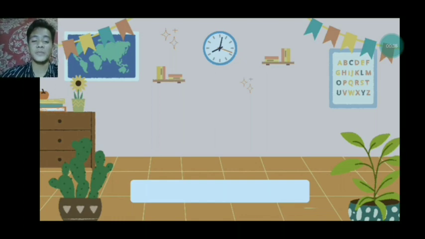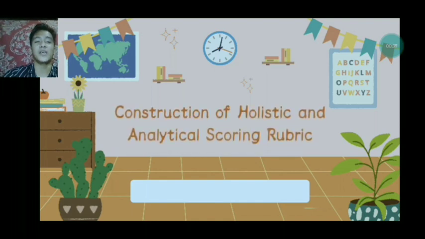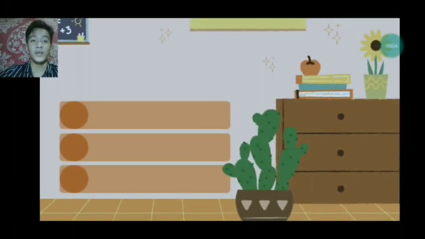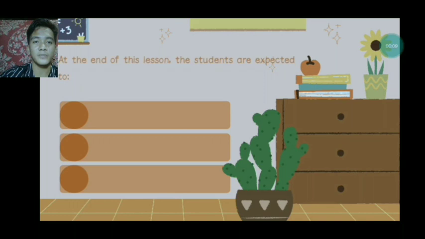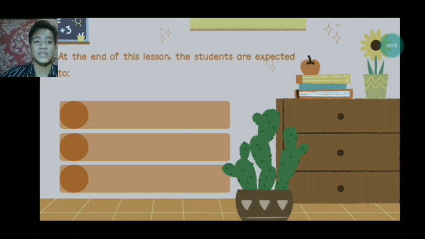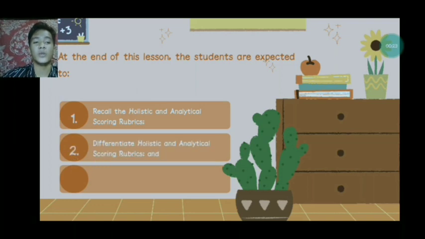So, our topic for today is all about construction of holistic and analytical scoring rubric. So, before I start the discussion, here are the learning outcomes for today's lesson. At the end of this lesson, the students are expected to first recall the holistic and analytical scoring rubrics. Second, differentiate holistic and analytical scoring rubrics. And lastly, third, construct holistic and analytical scoring rubric.